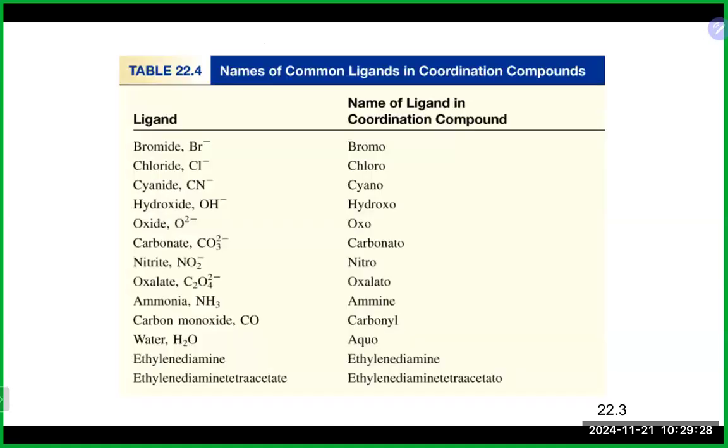Here are a few more examples of ligands. We have hydroxide, which is hydroxo, carbonate, which is carbonato, and oxalato. I feel like I'm ordering coffee. There we go. Carbonato. So these are some of those. Oxide is oxo, nitro for nitrite, and there are some of those.